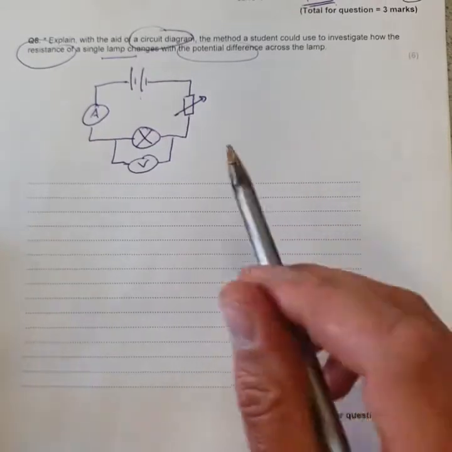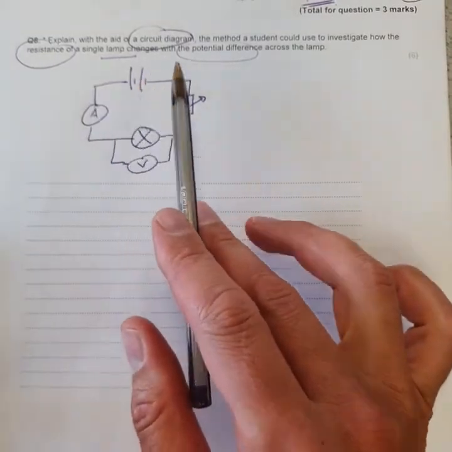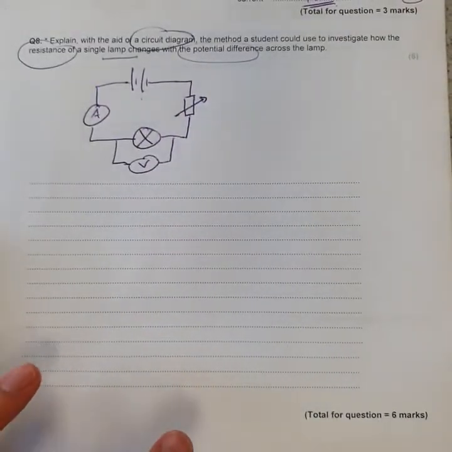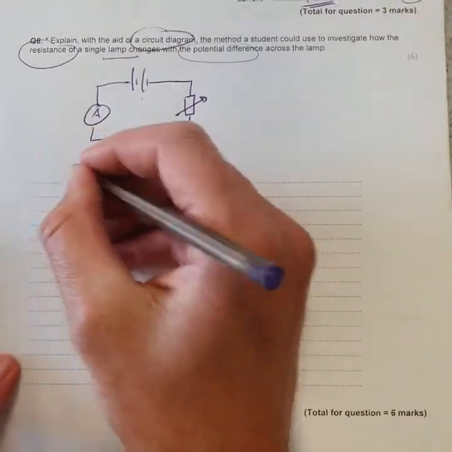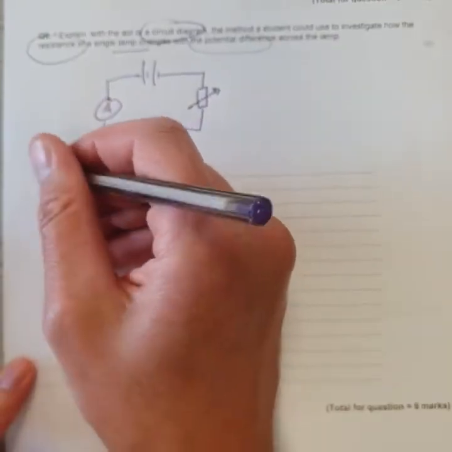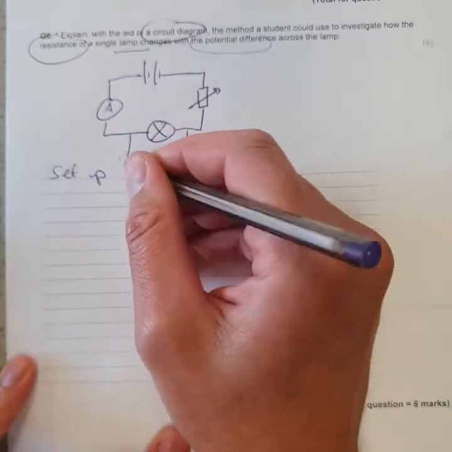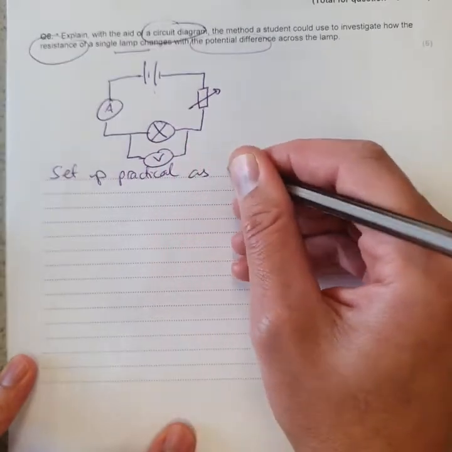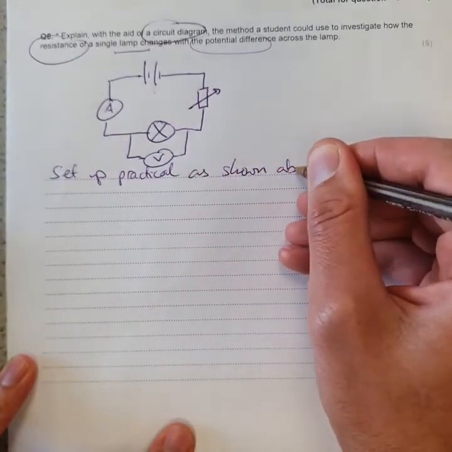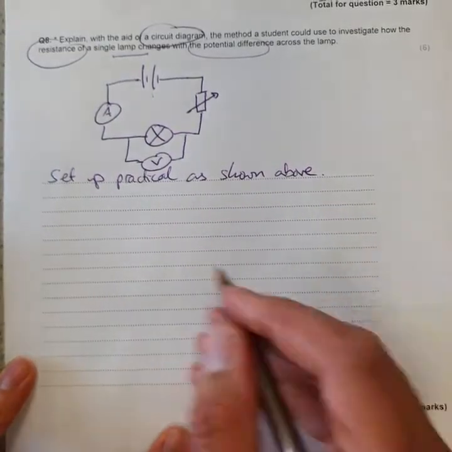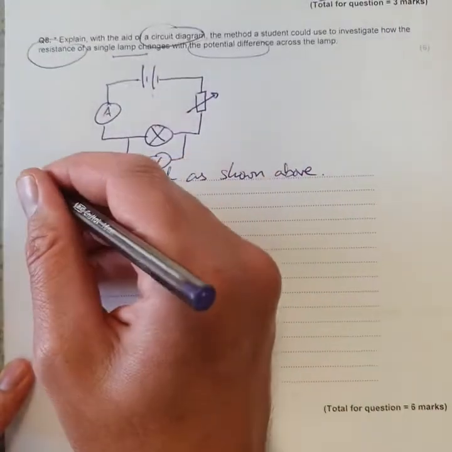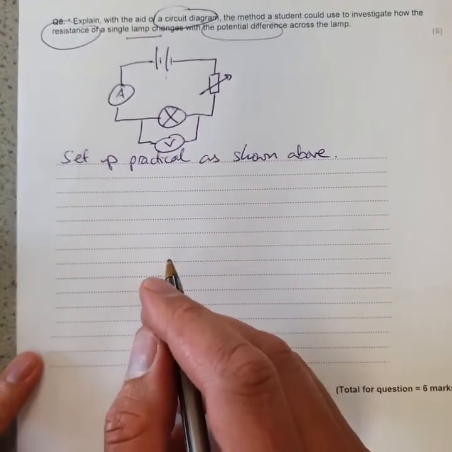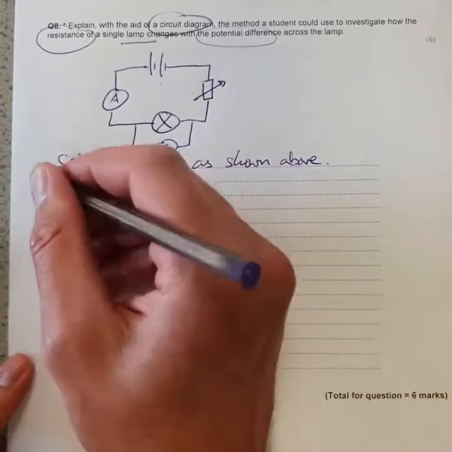So let's have a little look. What are we asked to do? How does the resistance change with the potential difference? And we're asked to explain it. So let's go through what we're looking at here. Firstly, let's take the obvious: set up the practical as shown above. We could use bullet points or numbers here. I always like to lay it out as logically as we can.